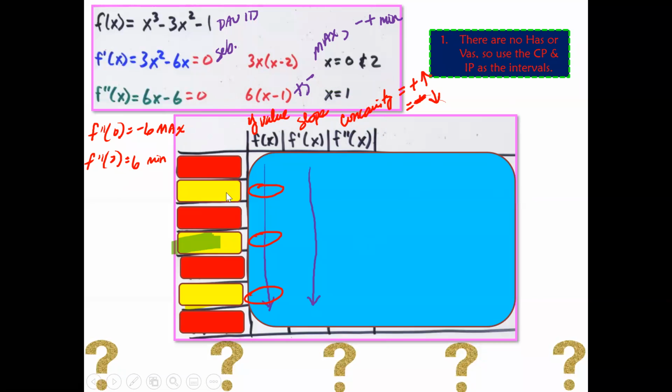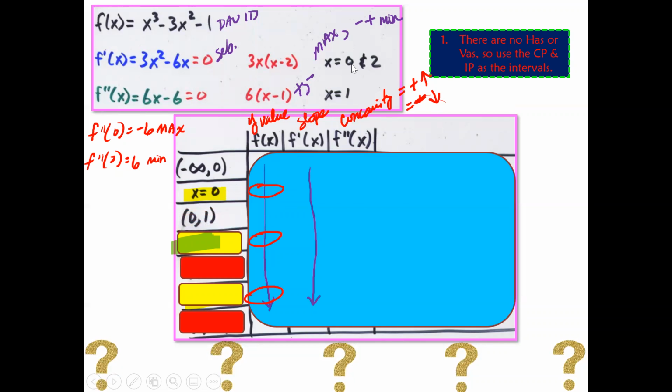Once you're done with this, we're going to start a chart for finding max and min and where the concavities are. Your chart starts with f of x, f prime of x, and f double prime of x. Your first interval goes from negative infinity to your first critical point at 0. Your second one is x equals 0, which is your x-intercept. Your next one is from 0 to the next point of 1, and then x equals 1, the x-intercept when y is equal to 0.